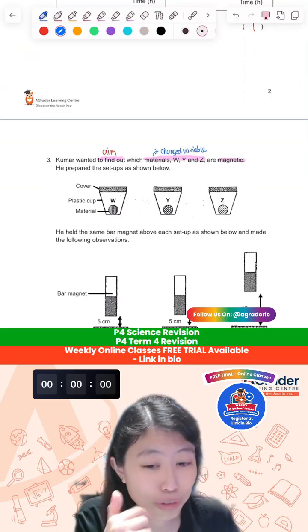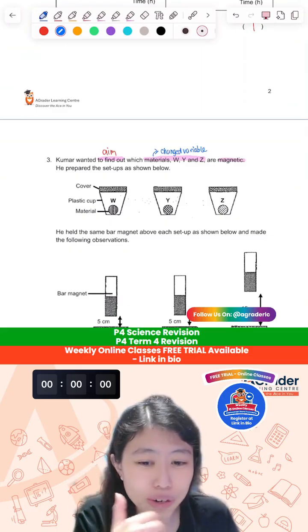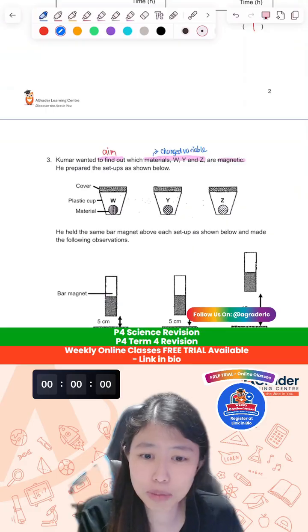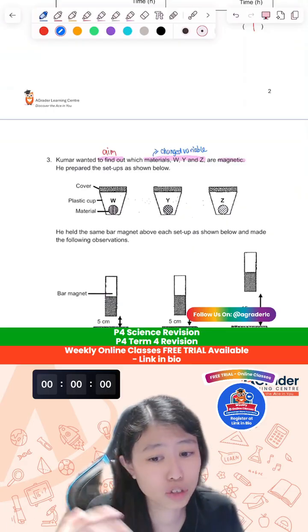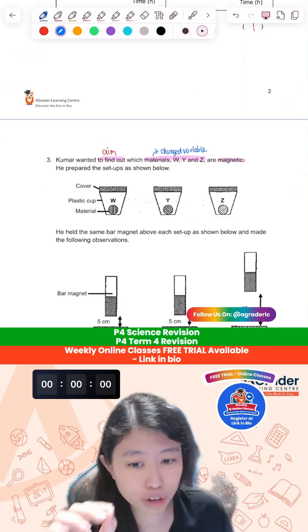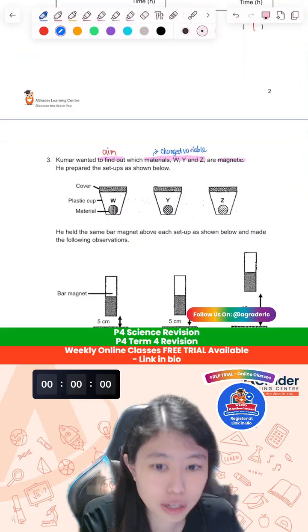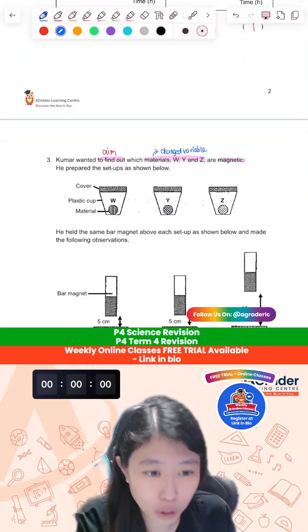Very good. All of you that mentioned type of material, very good. You got it. But what's my measured variable here? What do you think the person is trying to look out for? What is the person trying to record? Take note, measured variable is like the results of the experiment. What do you think the person is trying to record?